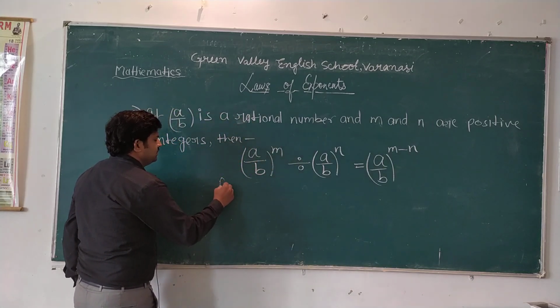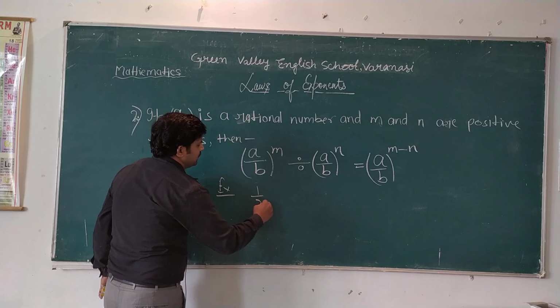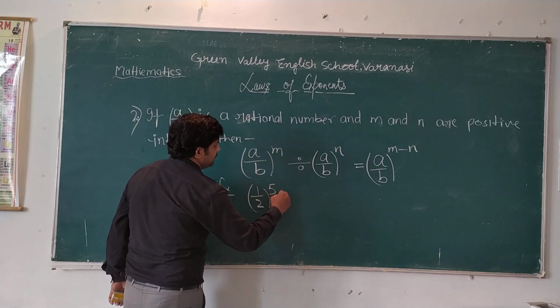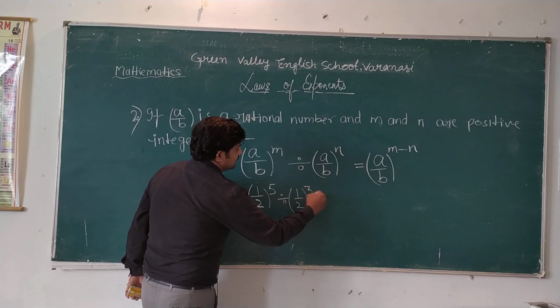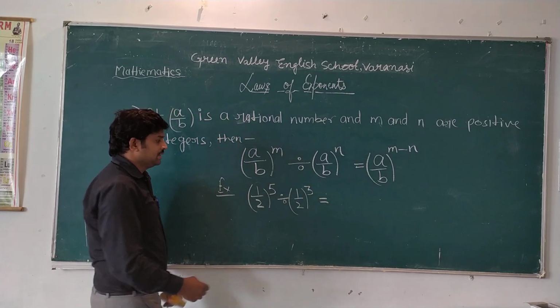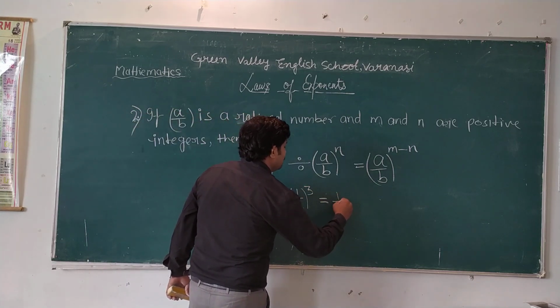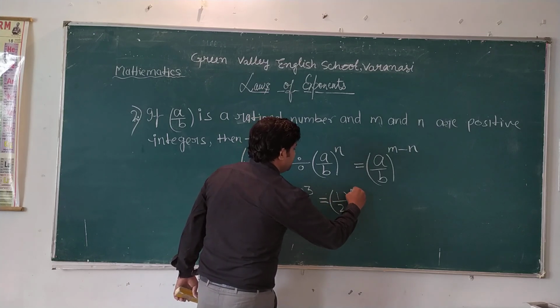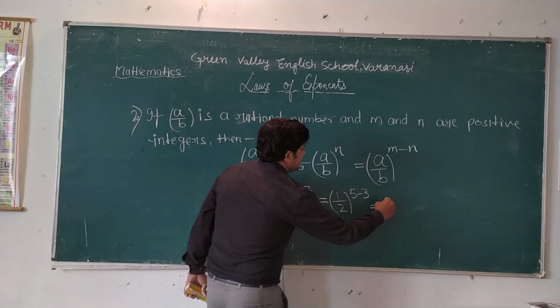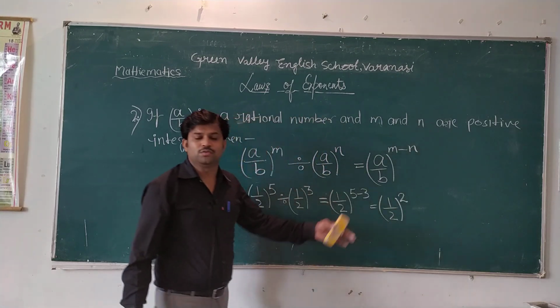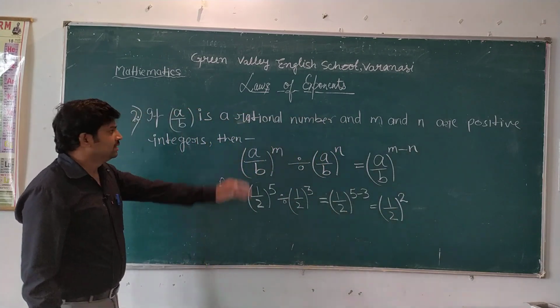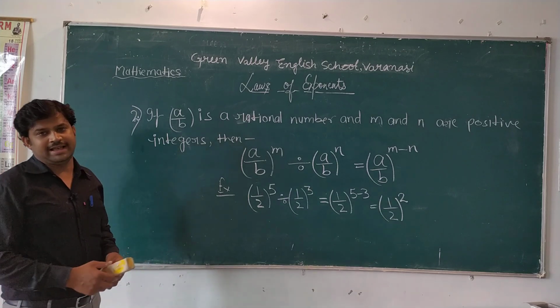For example, (1/2)^5 divided by (1/2)^3. Then we write (1/2)^(5-3), which is equal to (1/2)^2, equal to 1/4. This is our second law of exponent.